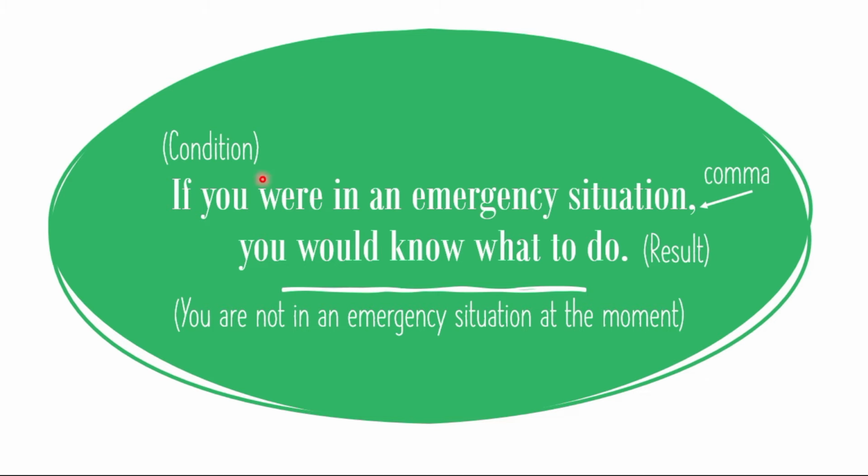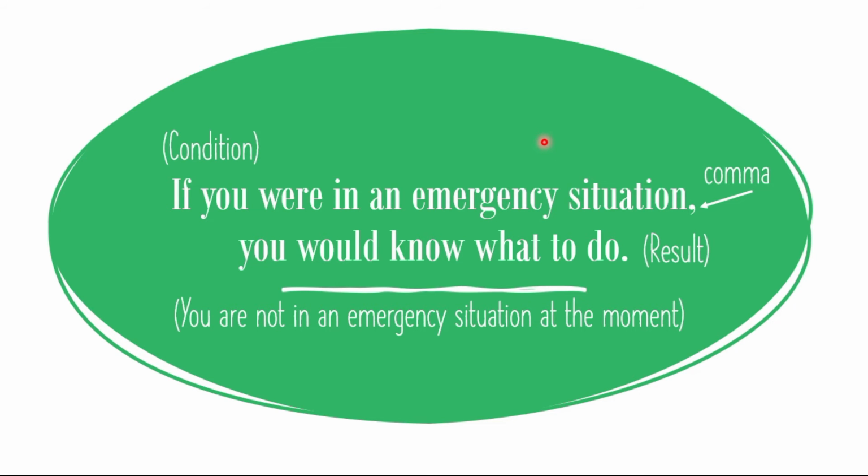So we have here the condition clause: if, the subject, and the verb in past. The rest is the complement of the clause. Then we have the result clause. So you have the subject, would, and the base form of the verb, and of course the complement and the rest of the clause. Please observe that we are starting with the condition clause. So if the condition clause comes at the beginning, you are going to add a comma in the middle.